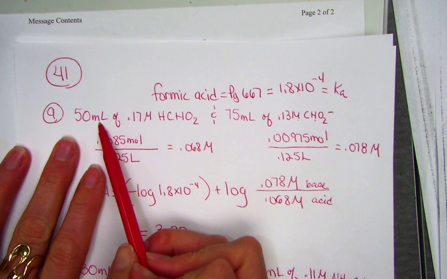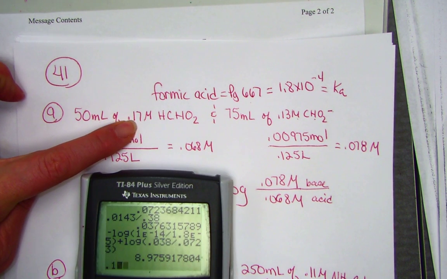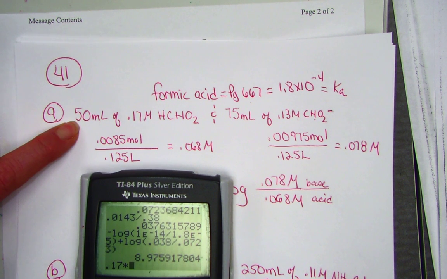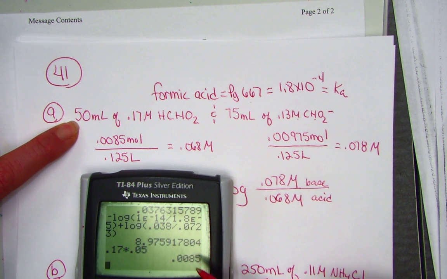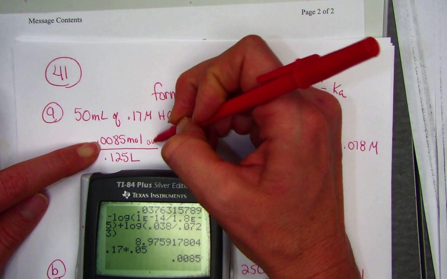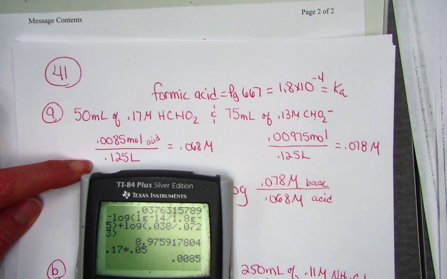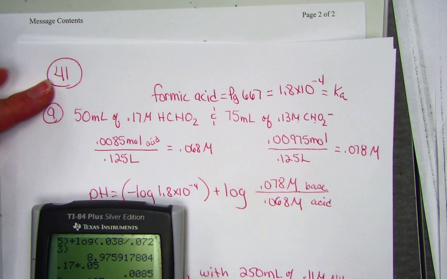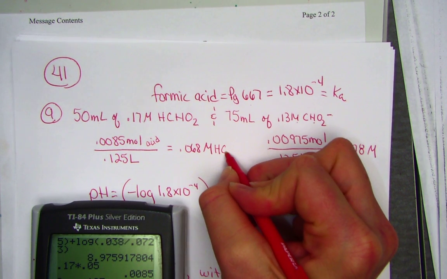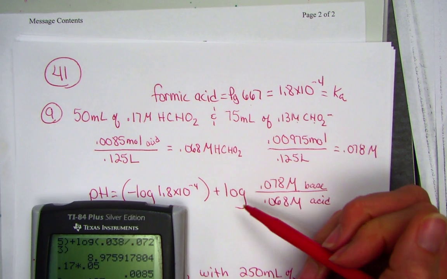The number of moles in the original solution was found by taking 0.17 molar times the 0.05 liters. Molarity times liters pulled out the number of moles of our acid in letter A. I divided that by the new volume. The new combined volume was 125 milliliters or 0.125 liters. And what I did there was to find the new resulting molarity of HCHO2, formic acid.